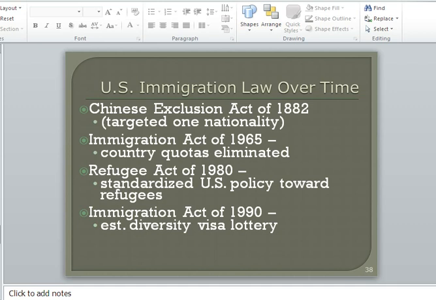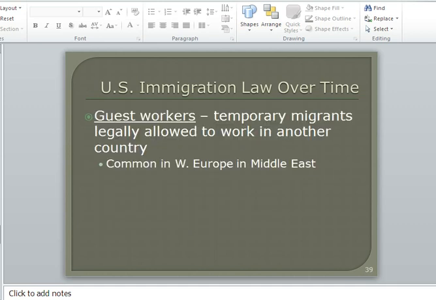In 1965, country quotas were eliminated, and in the 80s, we began to standardize some of our policies toward refugees. And then in the 90s, we had more of a lottery trying to encourage diversity of immigration. We've had several times where we've had guest workers, where temporary migrants were allowed to work, and there's been talk currently of including some of those types of laws that would encourage work but not citizenship.